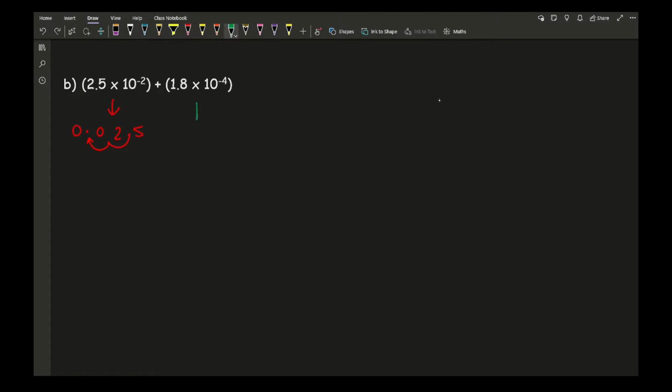For this number here, I've got 1.8, and this time I'm going to move the decimal point 4 places, so that's 1, 2, 3, 4, and realise I haven't got much space. So that gives me an answer of 0.00018, and the number in red is 0.025. Now again, I'm going to be adding those two numbers together. So again, making sure that our decimal point is in the same place for both of those two numbers. So I'm going to start by writing that first. And then I've got 1, 2, 3, 1, 8.